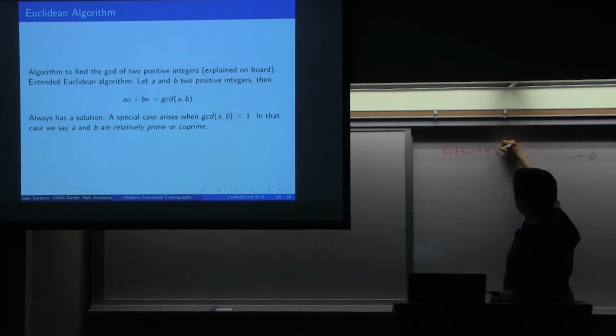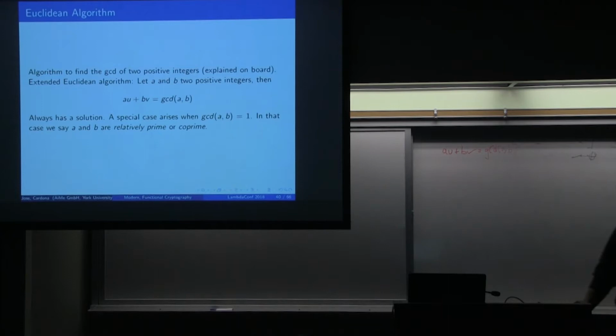GCD, I mean, you can rewrite the GCD of A and B always in this form. This is always inhabited. GCD of this looks disgusting, but there we go. So this equation always has a solution.